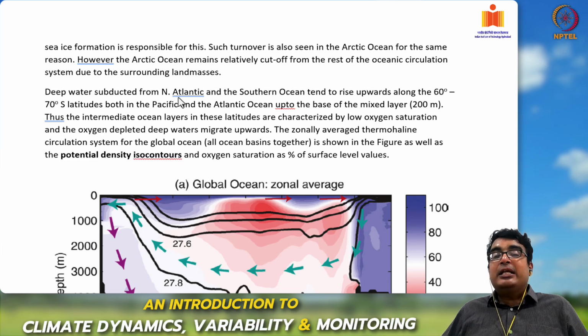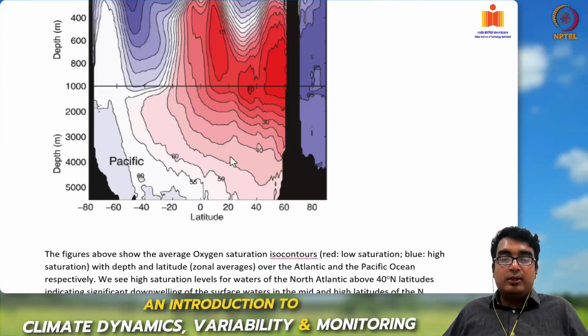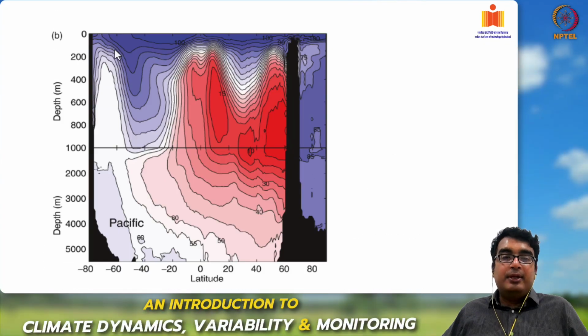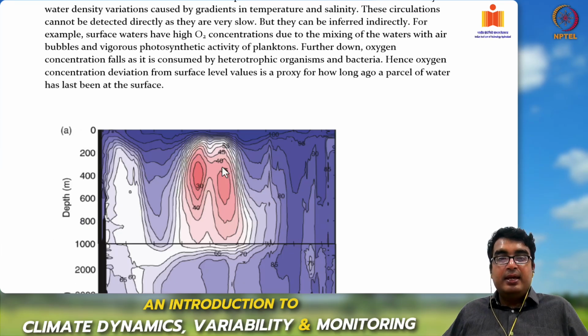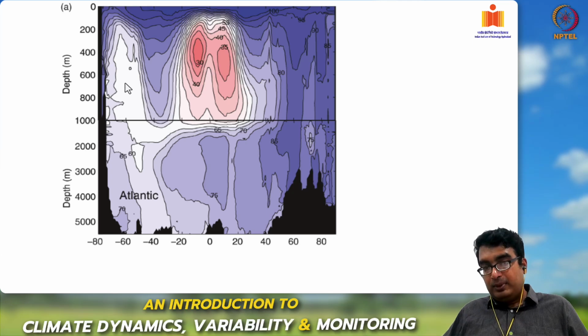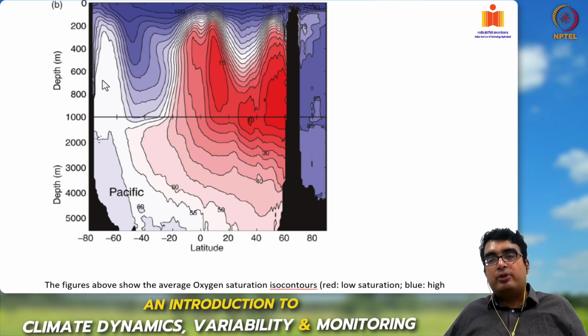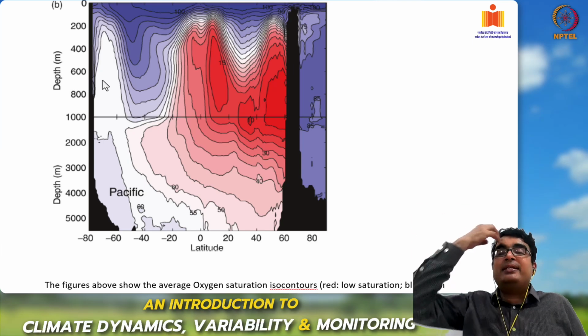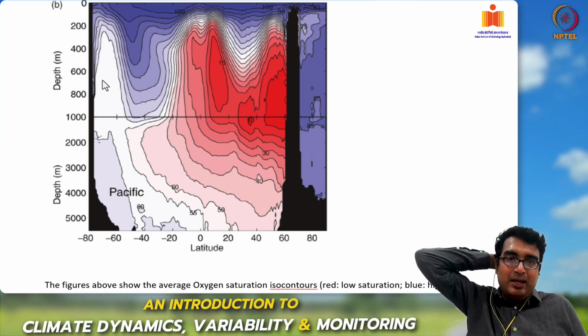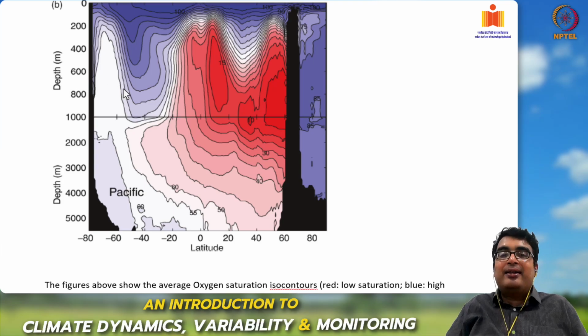Deep water subducted from the North Atlantic and Southern Ocean tends to rise upwards along the 60 to 70 degrees south latitudes, both in the Pacific and the Atlantic Ocean. So, the deep waters here again tend to rise up in the 60 and 70 degree latitude. This gradient in the Pacific and this gradient in the Atlantic are the same. The deep waters here are coming from the North Atlantic and flowing into the Pacific, and are then moving upwards. So, the upwelling is still happening in the 60 degrees south and 70 degrees south latitudes, both in the Pacific and the Atlantic Oceans.